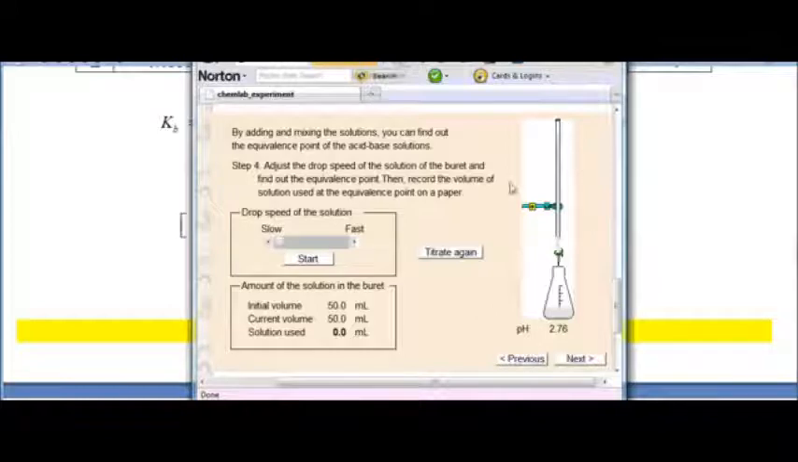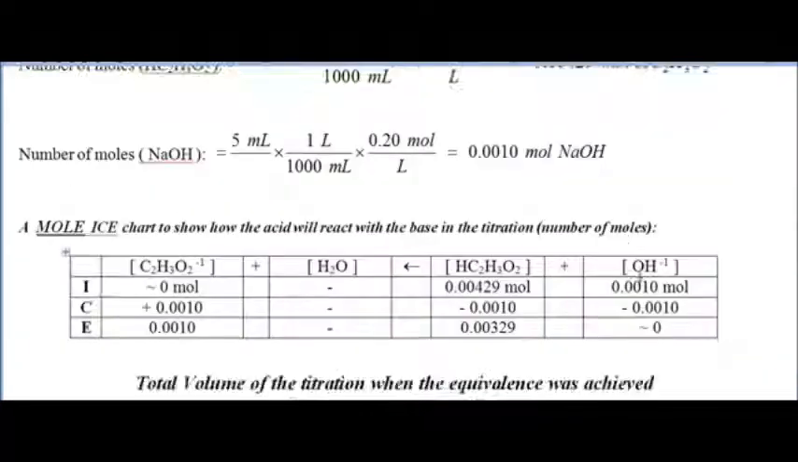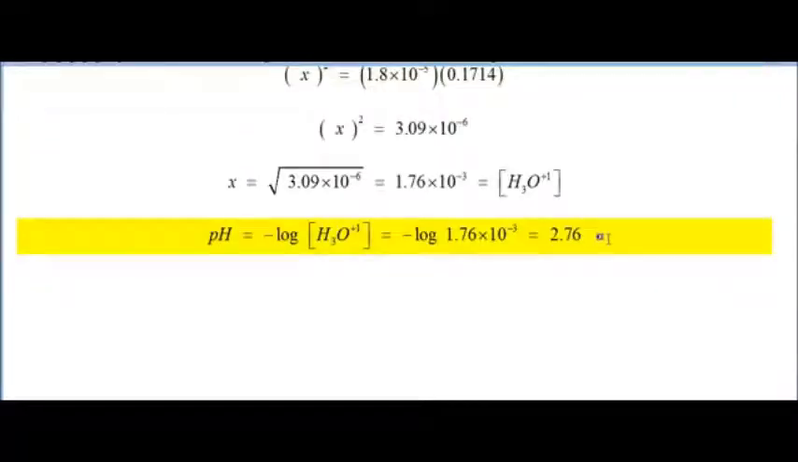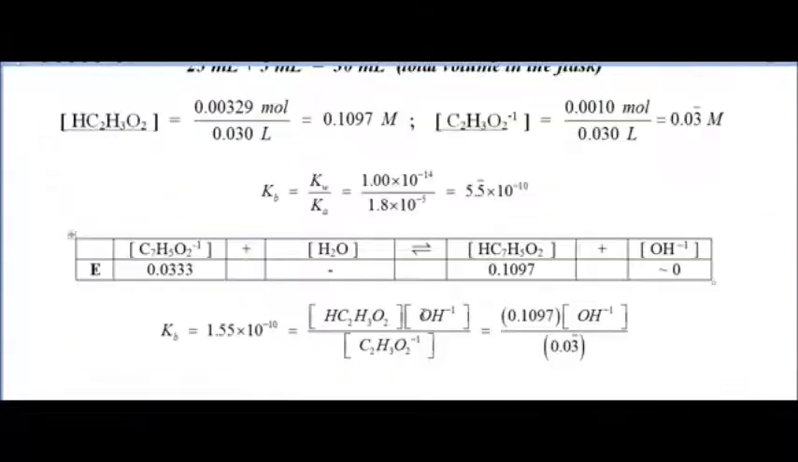And then here's our burette, which is filled up with our sodium hydroxide. Within our Erlenmeyer flask, we have 25 milliliters of our acetic acid. And you'll notice that we start off with a pH of 2.76, which is pretty cool because that's what we calculated at the end of part B. So we start off on a good note right off the bat here.